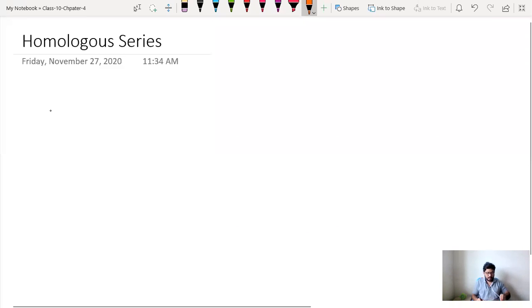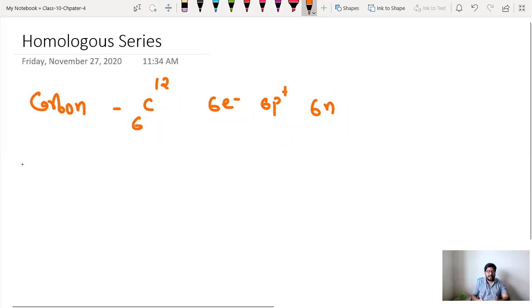So, first, carbon. Carbon is represented with the letter C. Its atomic number is 6. Mass number is 12. It has 6 electrons, 6 protons, and 6 neutrons. And an atom is always neutral because the charges are equal in magnitude: -6 plus 6 equals 0. So always, an atom is neutral.